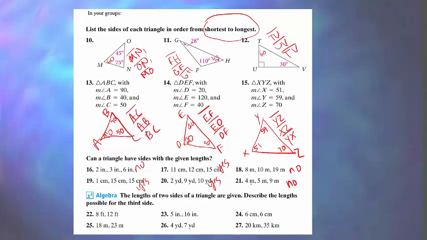Take a look at 16 through 21. 2 plus 3 is not more than 6, so no. 11 plus 12 is 23, that's definitely more. 8 plus 10 is less than 19, so that doesn't work. 19 works. 20 will work. If we look at 21, 4 plus 5 is not more than 9, so no, that doesn't work.